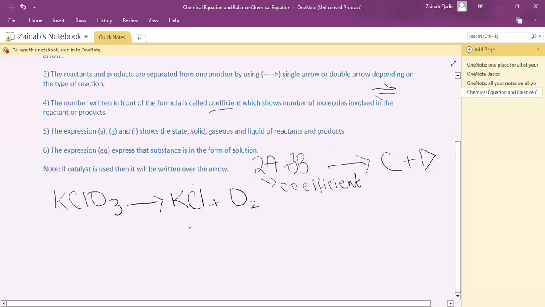Now, first we have to write the reactants and products on each side. Potassium, chlorine, oxygen. How many potassium? 1. Chlorine is 1, oxygen is 3. And here potassium 1, chlorine 1, and oxygen 2. So we have the number 3 on one side and 2 on the other, so we write coefficients to balance them.